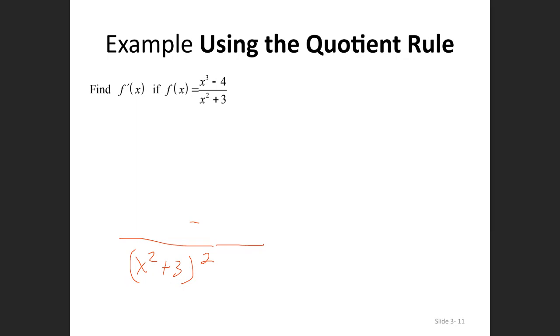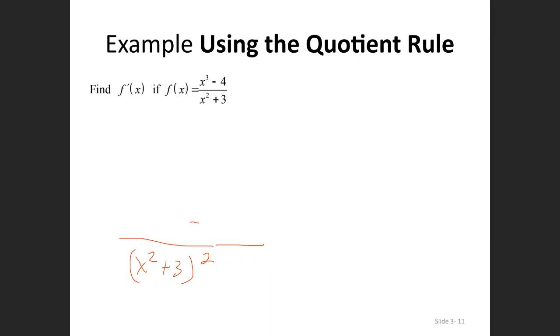3x squared times x squared plus 3 minus 2x times x to the third minus 4, all divided by x squared plus 3 to the second power. Not bad, is it? I mean, when you start learning these rules, it's not bad. You just have to follow along.